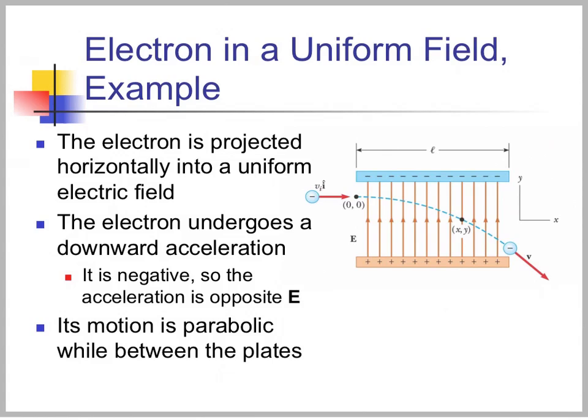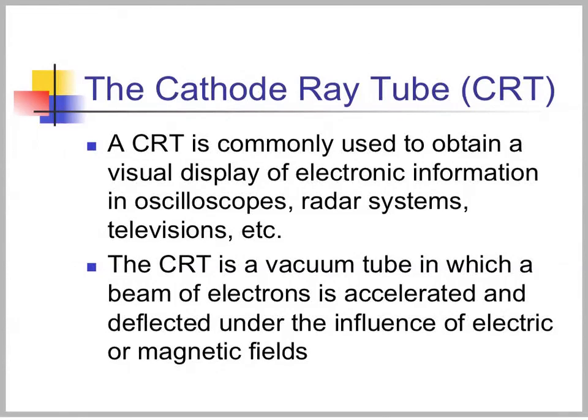So here's an example of an electron in a uniform field. Say I have an electron that's projected horizontally into a uniform electric field. I have some device with a positive charge on one plate and a negative charge on another plate. That's going to cause the electric field to go from the positive to the negative in a uniform manner. As the electron moves in, it's going to experience a force towards the positive charge, and that's going to be a constant force. The parabolic path that it takes is going to be identical to that of a ball in a gravitational field.